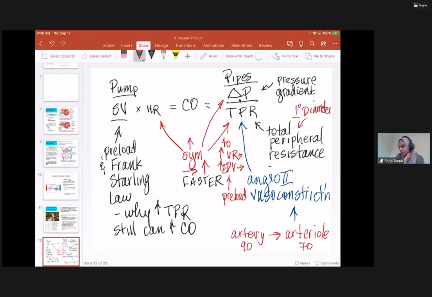You said that by making the sarcomeres closer to optimal length, stroke volume goes way up. And then what was the second bit of what you said?